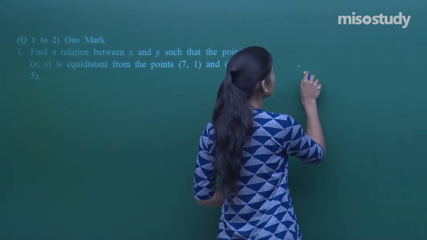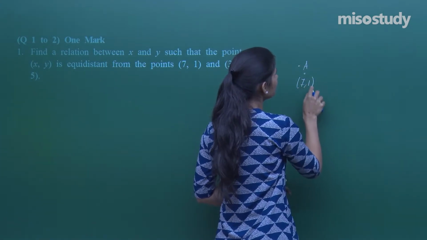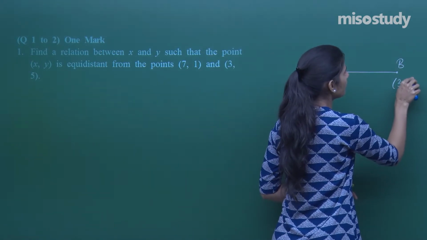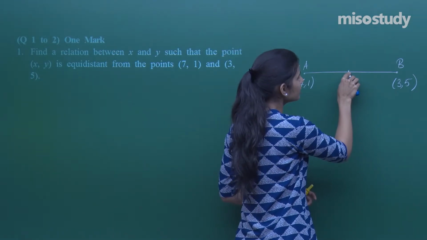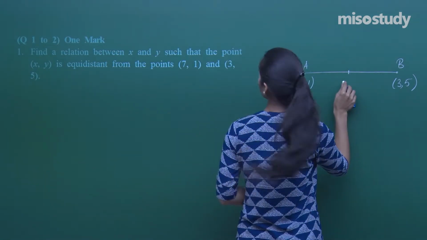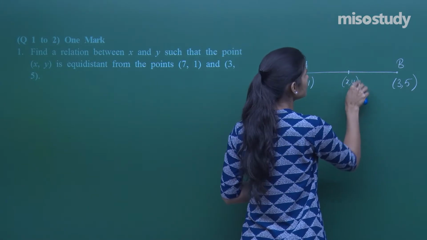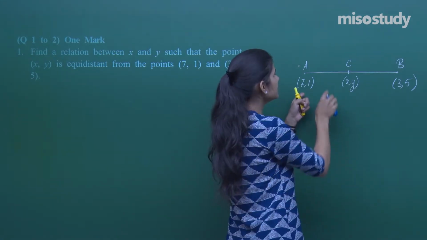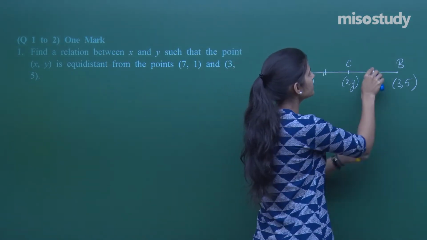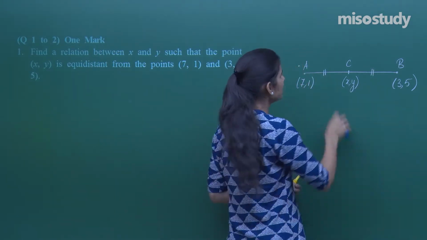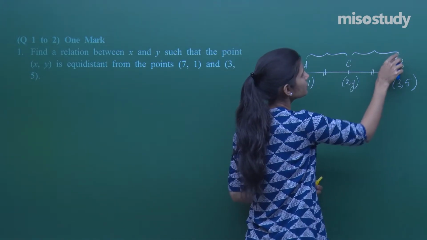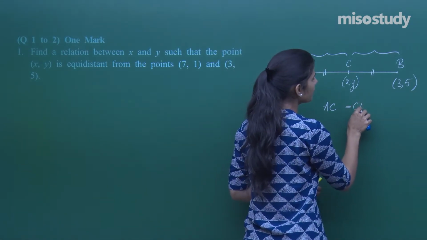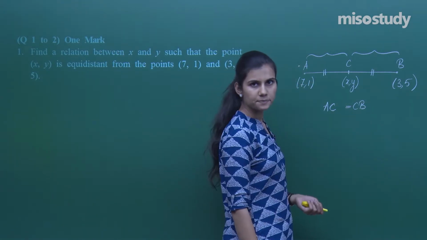So if this is the point, say A (7, 1), and I have here somewhere B (3, 5). And there is some point C sitting right in between A and B, which is x, y. Why am I saying it is sitting in between A and B? Because it is given that this point's distance from A is the same as its distance from B. Whatever is the distance between A and C, the same is the distance between C and B. That means the length of line segment AC is equal to the length of line segment CB.